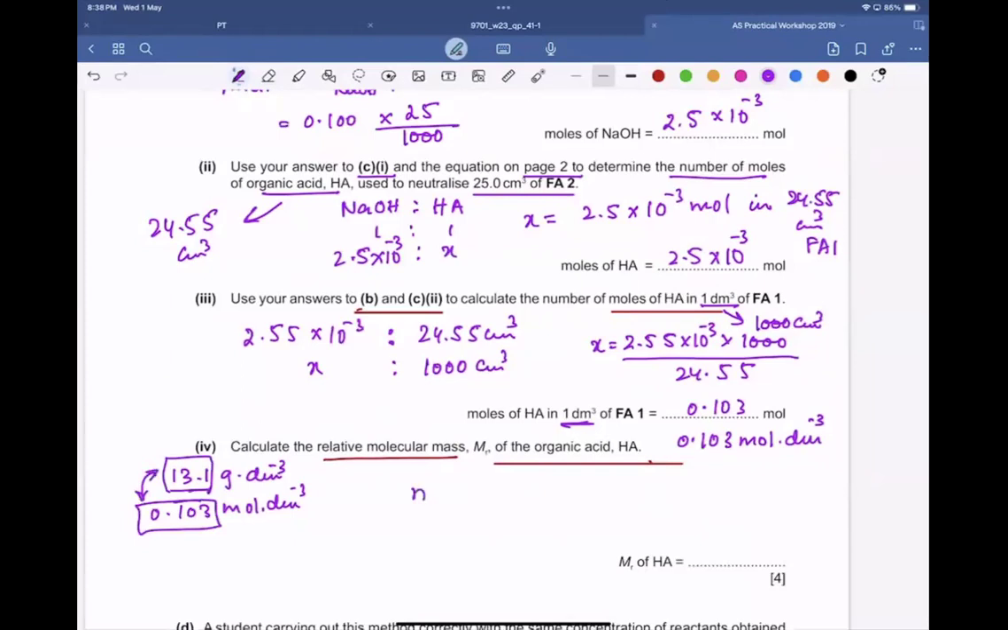So we know the formula that moles is equal to mass upon MR. And if I have to calculate the MR, MR would be equal to mass upon moles. So mass is 13.1 and moles is 0.103. Can anyone calculate the answer? And it's 126.21. Okay. Is this clear?